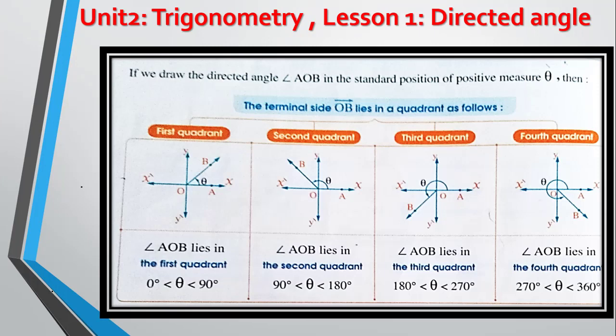But at first I want to put it in the standard position, the positive measure. If you have an angle, write the smallest positive measure. It's easier to get the quadrant in which this angle lies. This is the first quadrant, the second, third, and fourth quadrant. The first quadrant is from 0 degrees to 90, the second from 90 to 180, the third from 180 to 270, and the fourth quadrant is from 270 to 360.